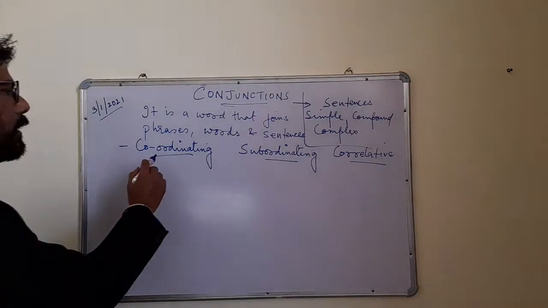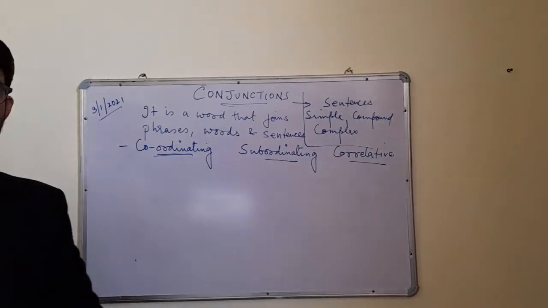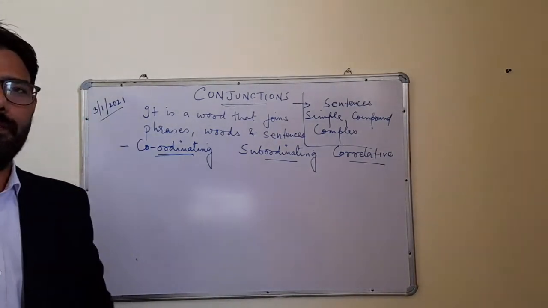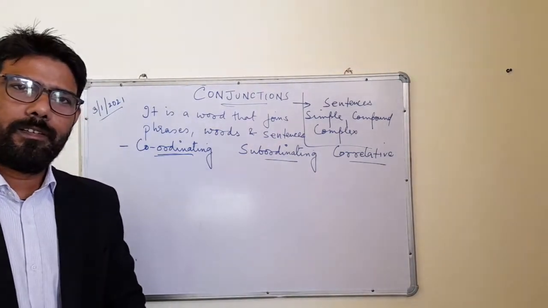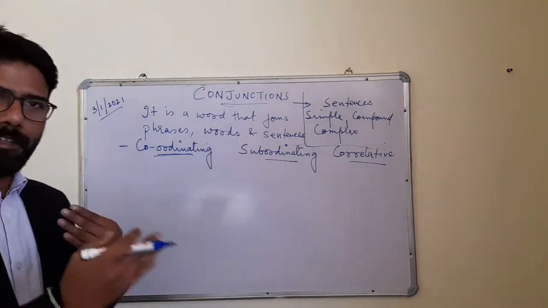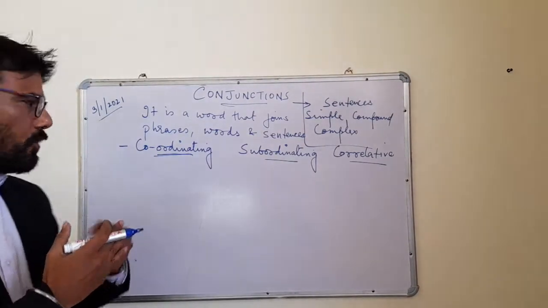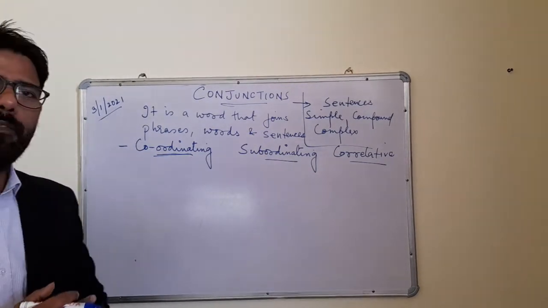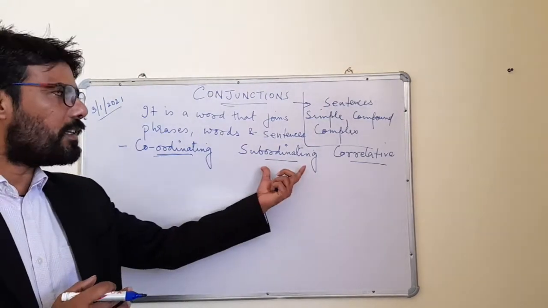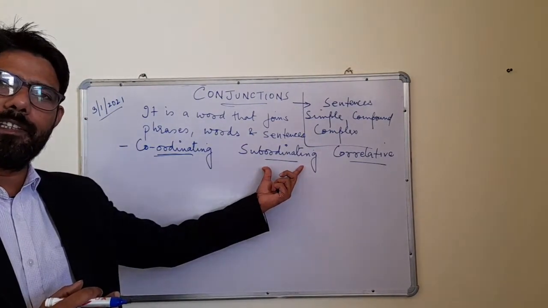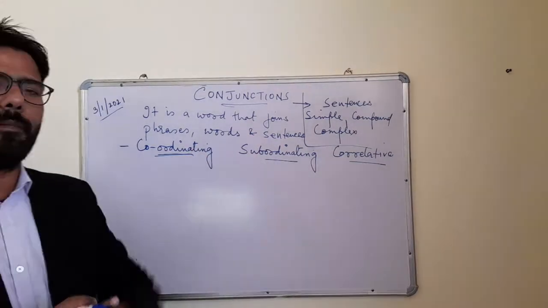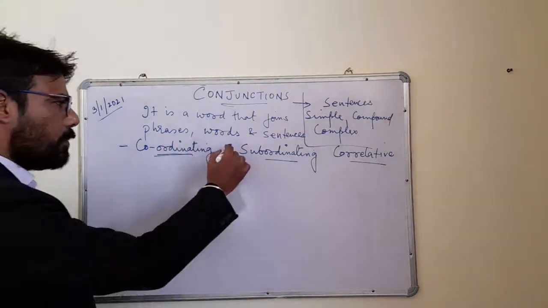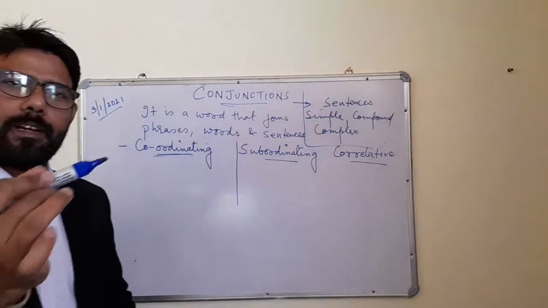So what do I mean by coordinating conjunction? Coordinating conjunction and subordinating. Children, subordinate means what? Subordinate means help, right? Coordinate means direct connection. So two different sentences getting joined with a coordinating conjunction. Two different sentences can also be joined with a subordinating conjunction. Then what is the difference between coordinating and subordinating? This is the most important part. Children, let me give you one relevant example.